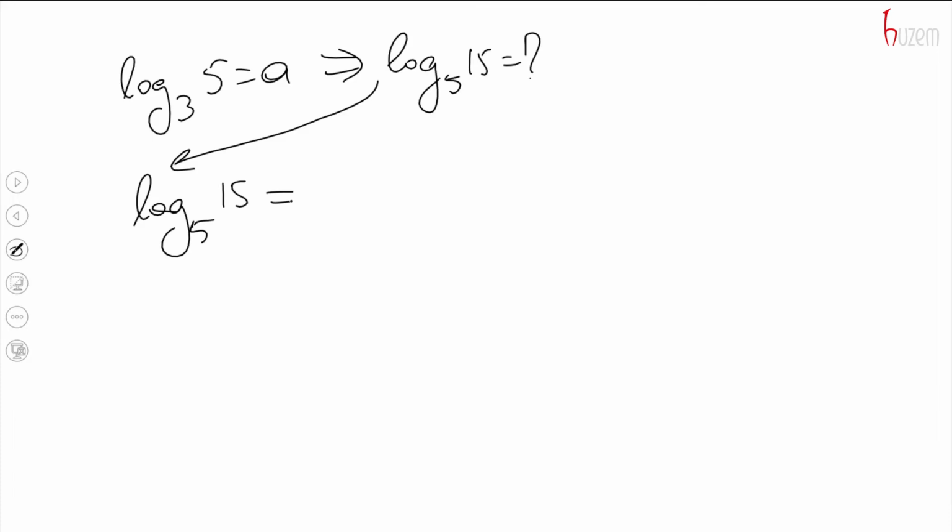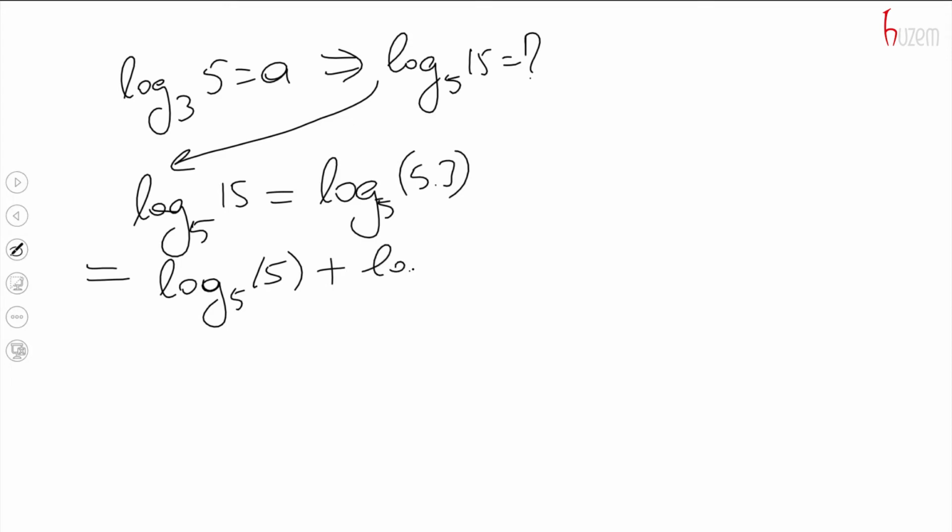I can rewrite 15 as 3 times 5, right? This is something I can do. So this is log with base 5 of 5 times 3. Now we have a product inside the log, so we can separate them as a summation of each individual term. So this will be log with base 5 of 5 plus log base 5 of 3.